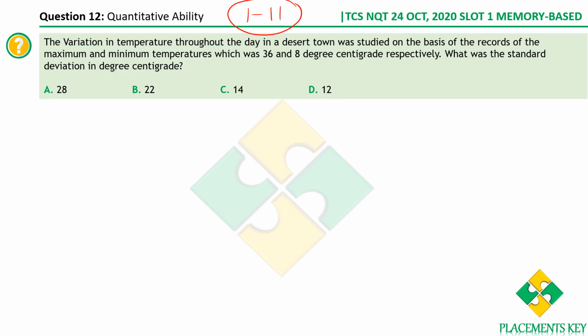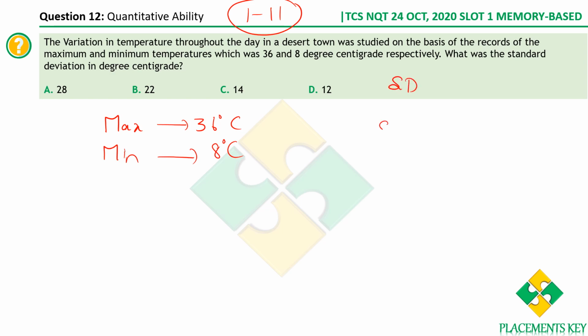The variation in temperature throughout the day in a desert town was studied on the basis of the records of the maximum and minimum temperatures, which was 36 and 8 degrees centigrade respectively. So the maximum temperature recorded was 36 degrees centigrade, whereas the minimum temperature recorded was 8 degrees centigrade. Now we are supposed to find the standard deviation.